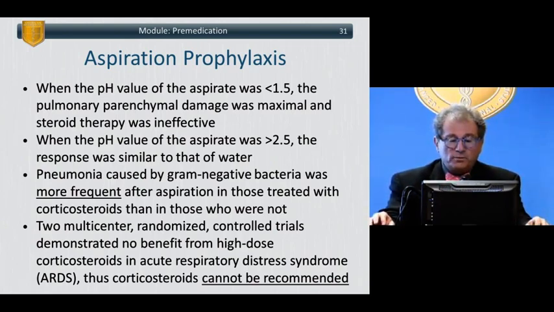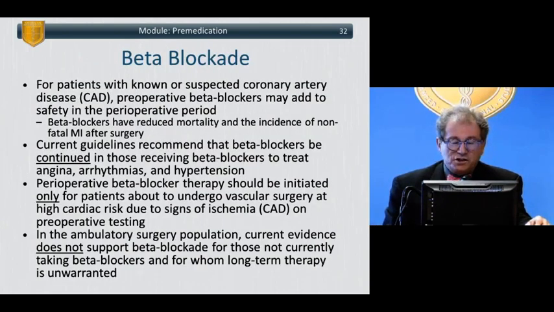Pneumonia caused by gram-negative bacteria was more frequent after aspiration in those treated with steroids than in those who were not, which raises some concern about the use in the ICU. Two multicenter trials demonstrated no benefit from high-dose steroids in ARDS, and thus corticosteroids generally cannot be recommended.